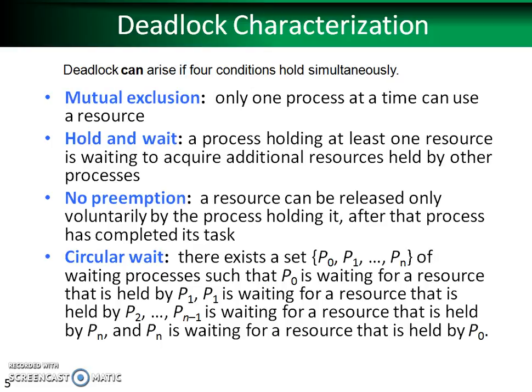So ultimately all four conditions, namely mutual exclusion, hold and wait, no preemption and circular wait, if all these happen together, then you can tell deadlock has happened.